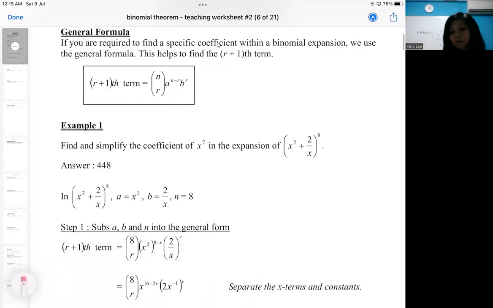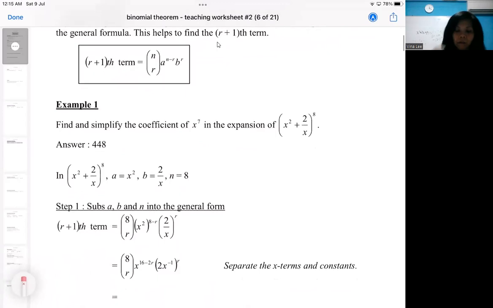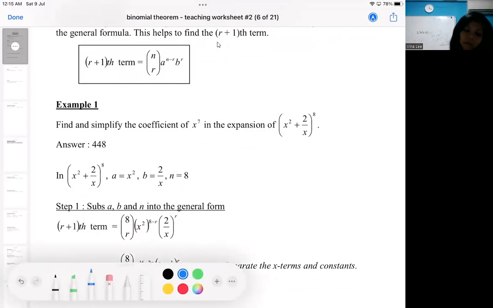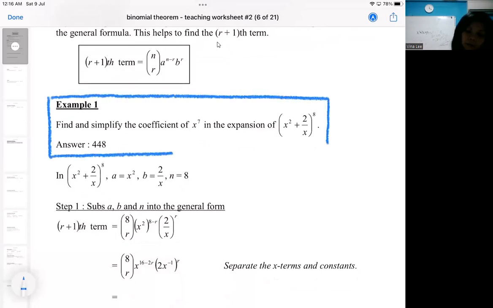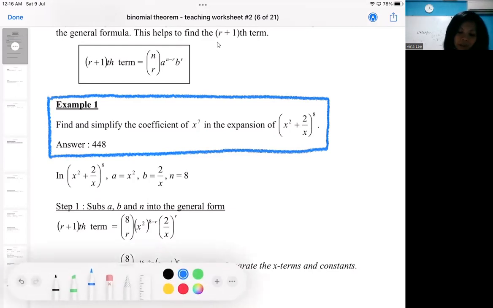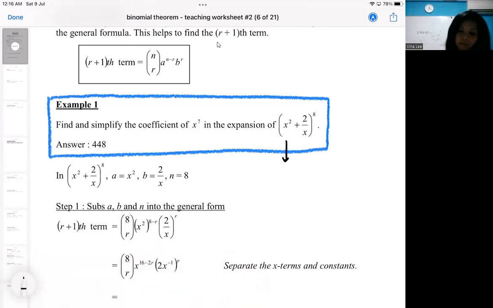Most people find the general formula difficult. It involves a lot of technicality. So listen up carefully. If you look at example 1, example 1 would like you to find the coefficient of x^7. We don't have two brackets here. It's only a single bracket, but this single bracket has power 8. So that means you can actually go on for your expansion. You realize this is your A, B, and N.